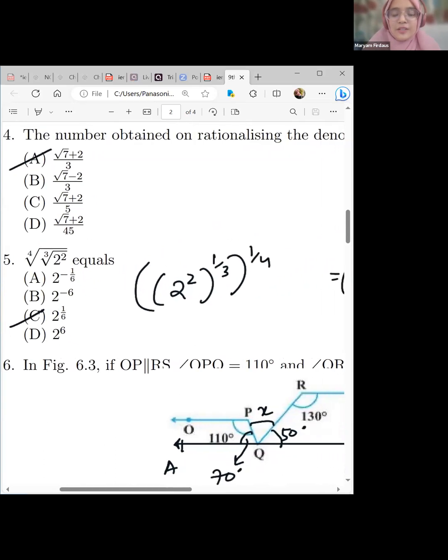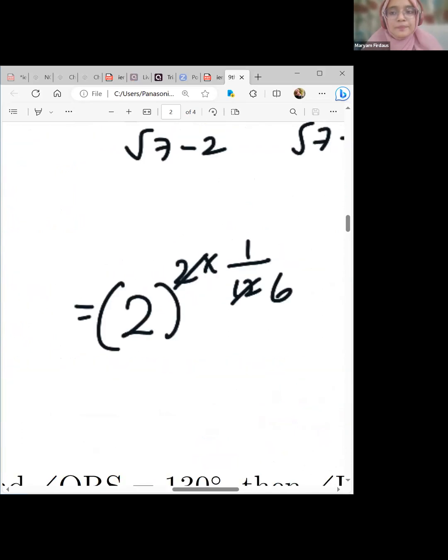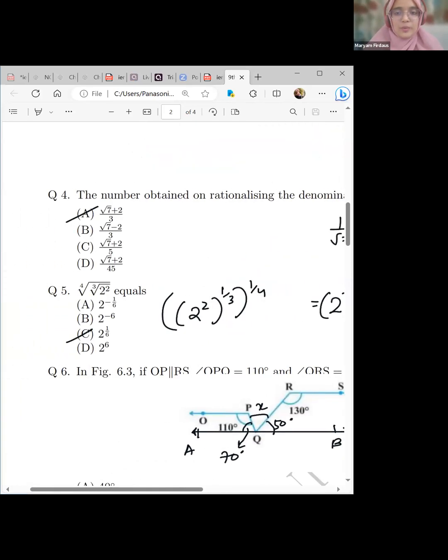So this is what we have written, 2 square whole to the power 1/3 whole to the power 1/4. Now 1/3 into 1/4 is 1/12. So we are multiplying that 2 with this 1/12 and we are left with 1/6. So it is 2 to the power 1/6, not negative 1/6.